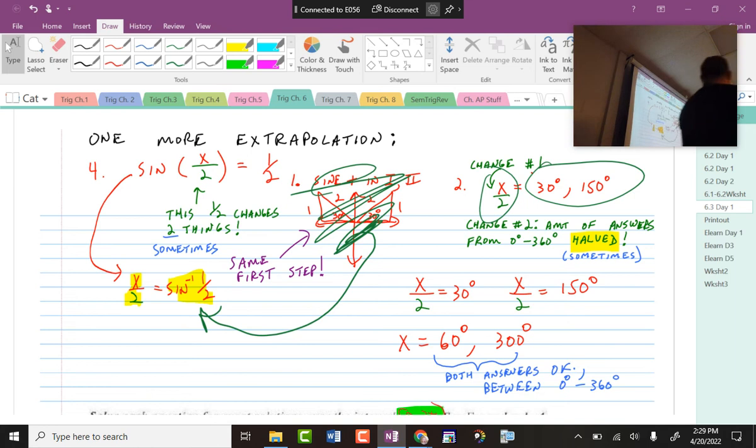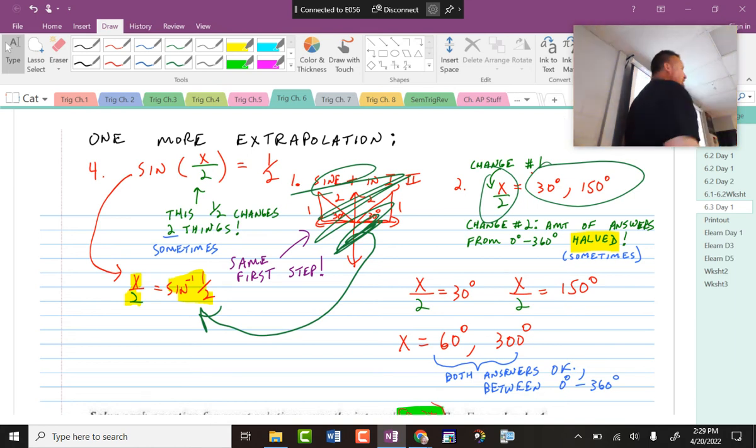It'd be really tough. These would be stupid if I made sine if that was negative a half, because then that would be 210, right? And 330, correct? What's double 210? Oh, 420.